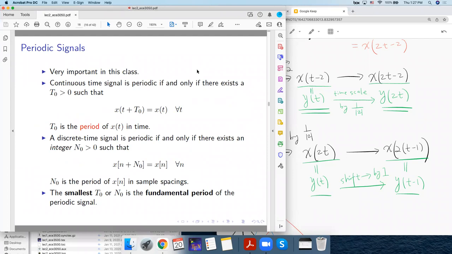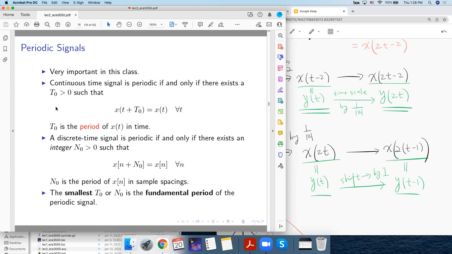So next we'll talk about periodic signals. And I think this is a very intuitive concept, and we are already very familiar with it. So we say a signal is periodic if there exists a period T naught such that if we shift the signal by T naught, then the signal will achieve the same value. So x(t) equals x(t plus or minus T naught). And we call this capital T naught the period of the signal. For example, we know sine signals have a period 2 pi. So sin(t) equals sin(t plus 2 pi). So that's the idea of periodic signals.